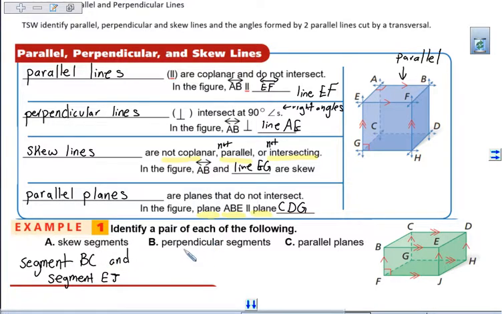Next up, we are looking at perpendicular segments. So remember, perpendicular segments have to intersect and make a right angle. There's only one right angle symbol in this figure. It's right here. So that means there's only two segments that you know for certain right now are perpendicular. And that's segment BF and segment FJ.